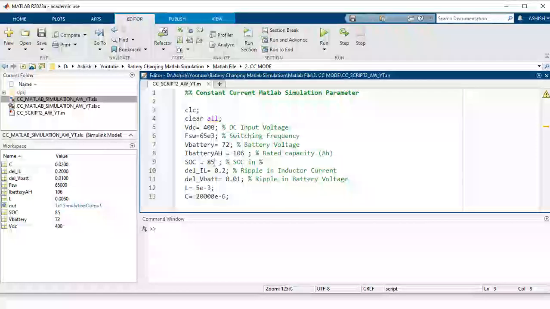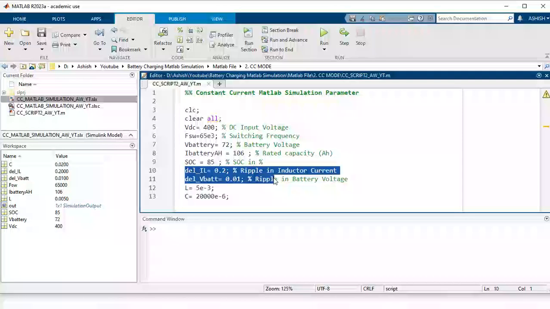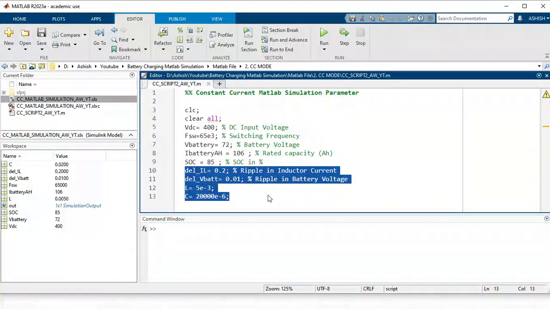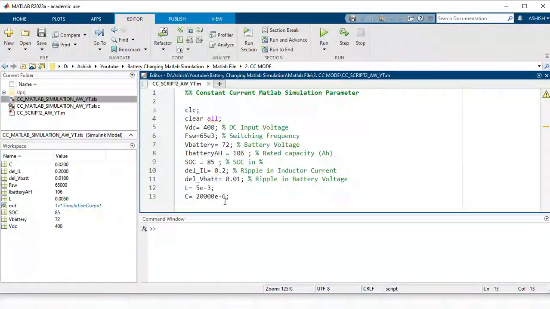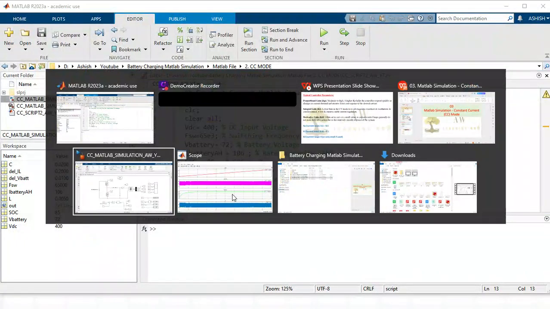Now after that I have to charge my battery using the constant current mode. Then I have considered some ripple for battery current and battery voltage, and based on that I have come up with this L and C value. Okay. Now I will take you to the MATLAB file where I will run the simulation, and we will see how this will work and what results we are getting.